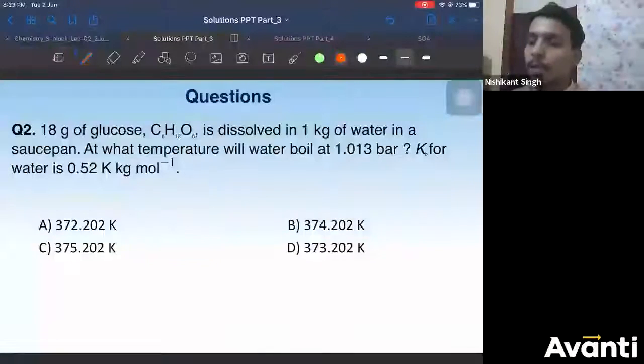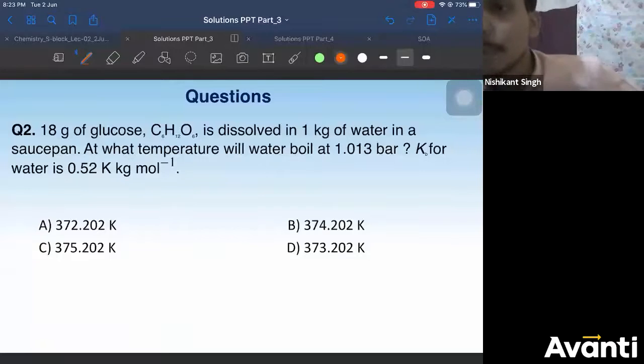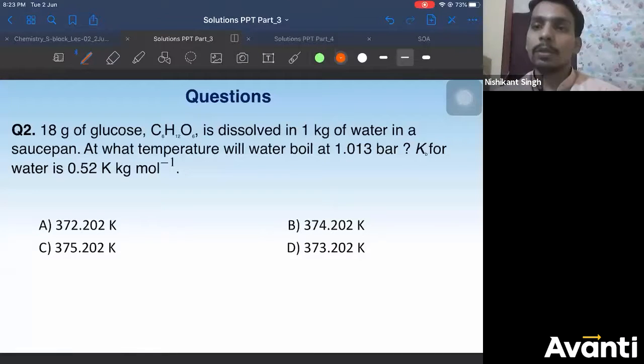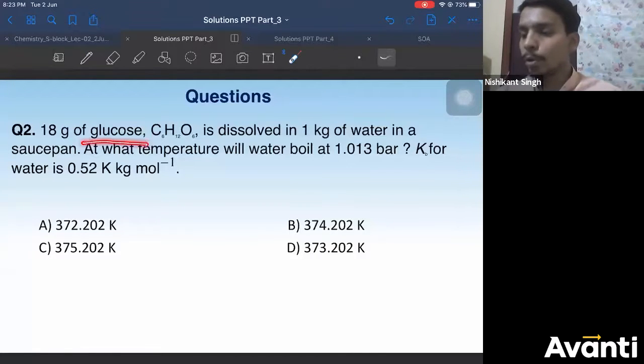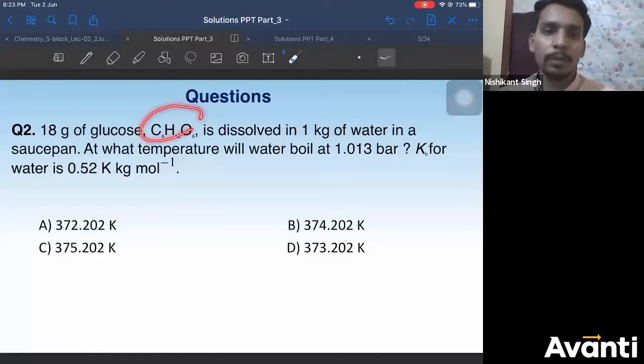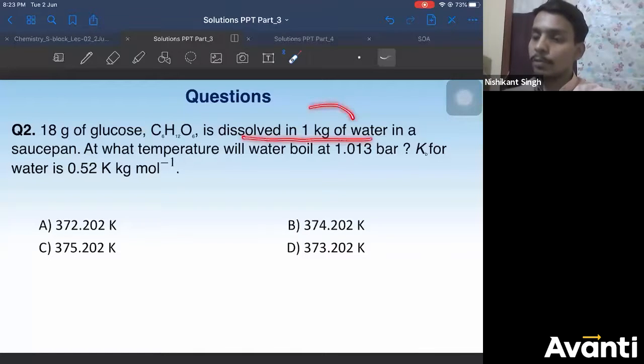Right. So this is another question. You can read it out. This is your next question. Please start reading fast. Here we see 18 gram glucose. Glucose formula is given to you. Many of you don't even need it. Your body produces a lot of glucose, it seems. It is dissolved in 1 kilogram water. So weight of solvent is given. Weight of solute is given.